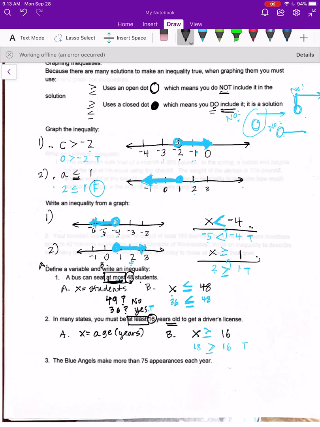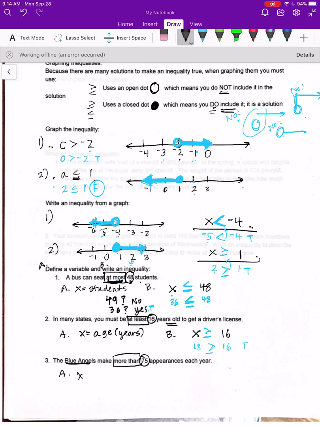Okay, last but not least, it says the Blue Angels make more than, there's my clue word, 75 appearances each year. Now, Blue Angels, if you don't know, are an airplane group. They come from, I believe, the Air Force. I could be wrong on that. But anyway, they fly planes. If you've never seen them, I highly recommend you go see them. They are awesome. You're on the edge of your seat the whole time, and I was gasping. It's very cool.